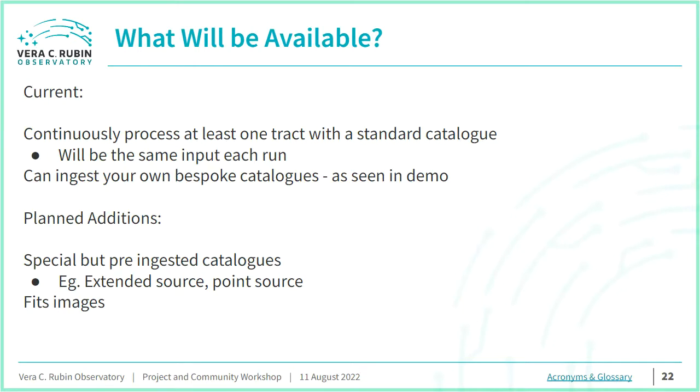So currently we are reprocessing one tract with each of our regular reprocessing runs. It has the same input every time because we don't care about the input. We want to see how our pipeline changes affect the outputs. So we want to keep that consistent. But that data potentially will be available to people who have access to the RCT runs. You can ingest your own bespoke catalogs and do what you like with them. We are planning to have a few standard catalogs available. They will not be regularly reprocessed, but they will be pre-ingested for people, so that if you want to just do your first test without having to ingest your own catalogs, we'll have some random galaxies that you can have a look at.